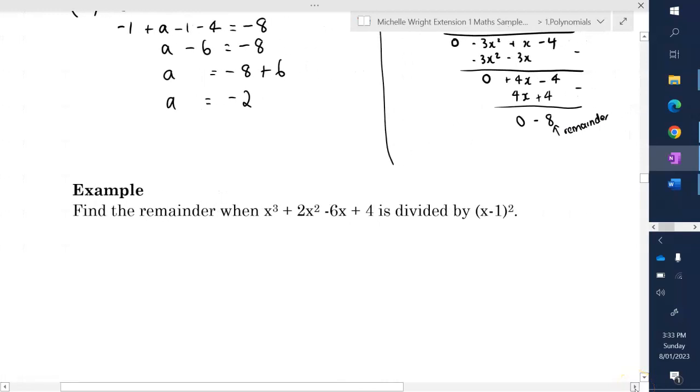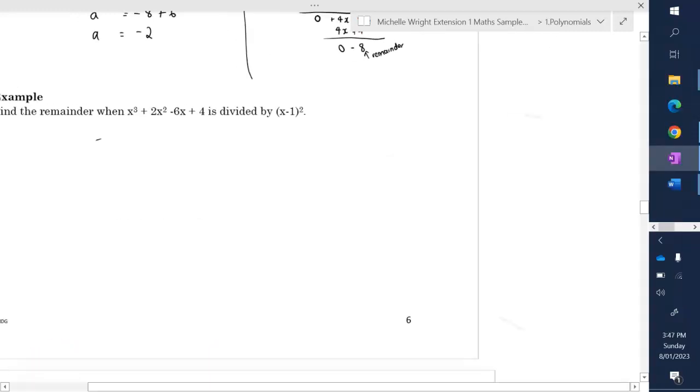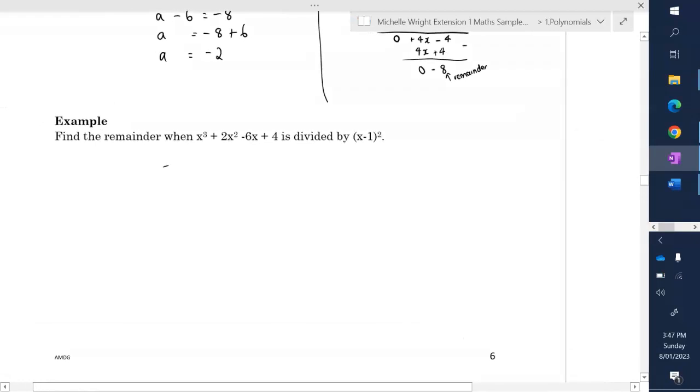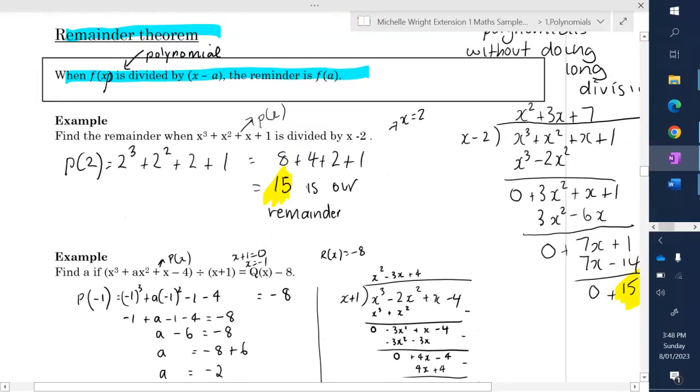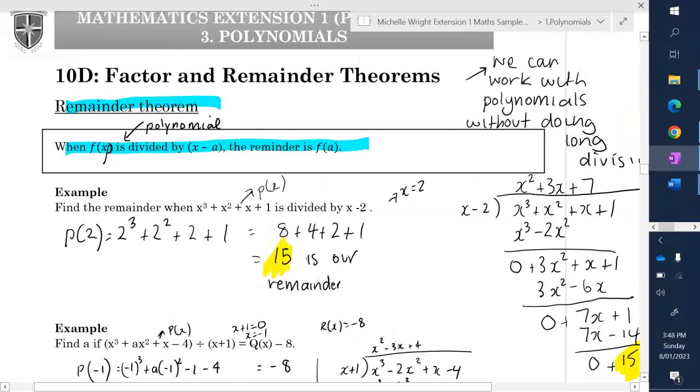Another example. Find the remainder when x cubed plus 2x squared minus 6x plus 4 is divided by x minus 1 squared. Okay, so this one's going to take a little bit more thinking about, and it's something I actually haven't explained so far. So for this example, we're finding the remainder when this polynomial, the cubic, is divided by x minus 1 all squared.